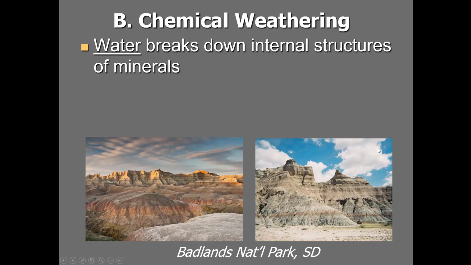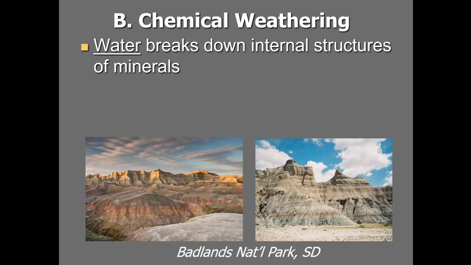All right, so chemical weathering is the breakdown of minerals at an internally structural level. So chemical weathering, whereas we said mechanical weathering was like taking a piece of paper and ripping it into pieces, chemical weathering is like taking a piece of paper and setting it on fire. At the end of the day, you have chemically a different substance at the end. And all forms of chemical weathering that we're going to talk about involve the presence of water. Water is involved in chemical reactions that break down the internal structure of minerals.